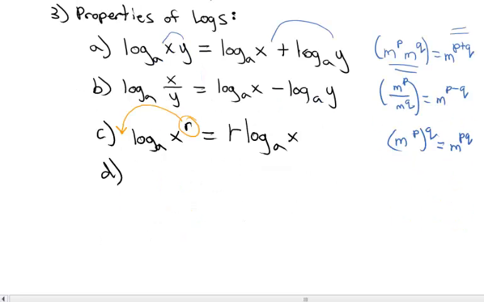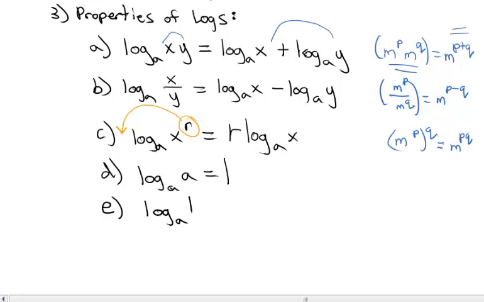A couple more that just come out of the definition of a logarithm. If I have log base a of a, what we're really saying is a to some power equals a. Well, clearly, a to the first power equals a. So log base a of a is going to be equal to 1. If the base and the inside match, the solution is 1.